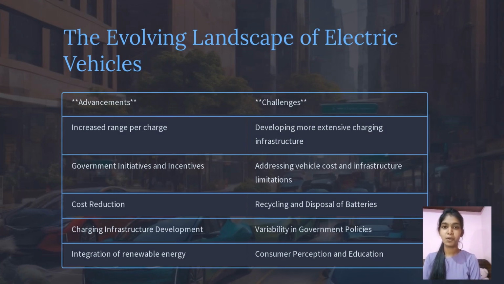The evolving landscape of electric vehicles. So, here I will talk about the advancements and the challenges to be faced and overcome. Advancements like increased range per charge, government initiatives and incentives, cost reduction, charging infrastructure development, integration of renewable energy. Under challenges, we have developing more extensive charging infrastructure, recycling and disposal of batteries, variability in government policies, addressing vehicle cost and infrastructure limitation, and also consumer perception and education.